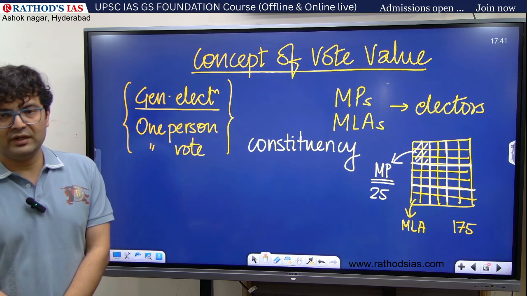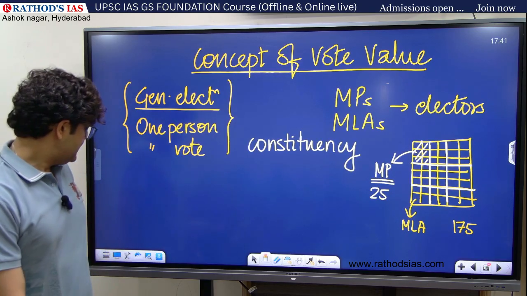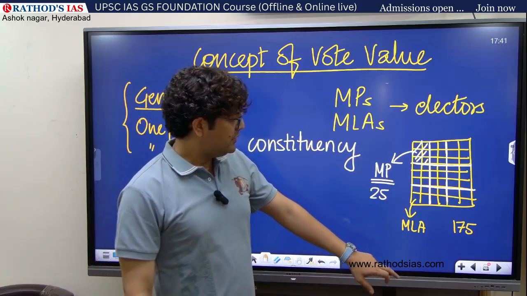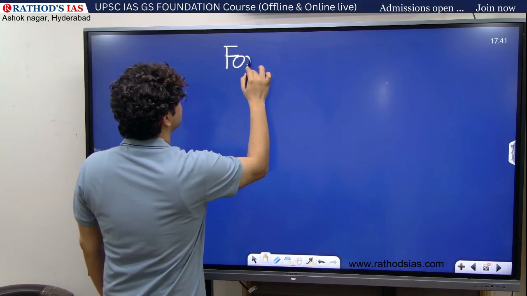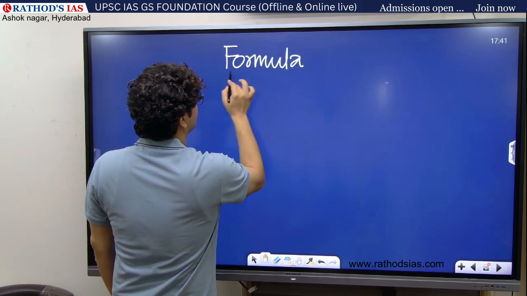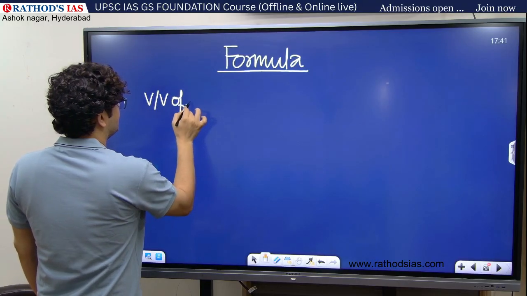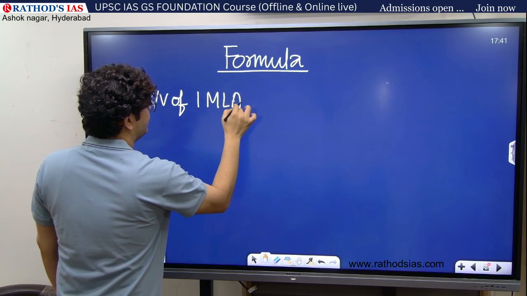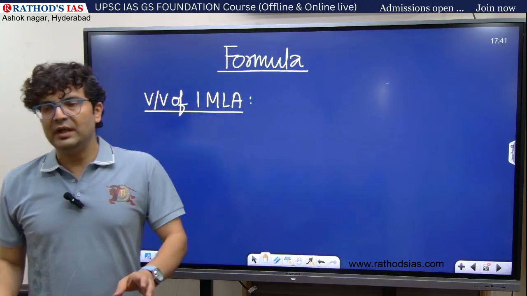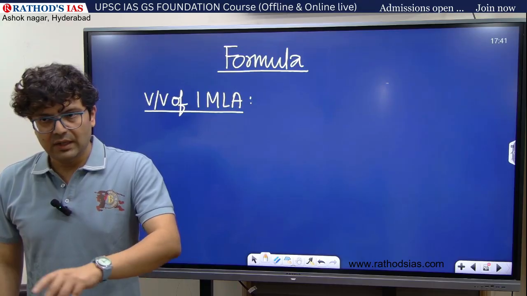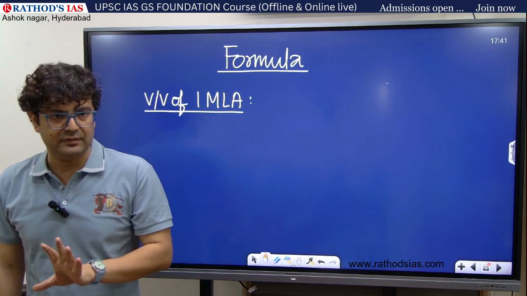So how do we calculate it? What is the formula? Next heading. Formula for vote value. So firstly, let's calculate the vote value of one MLA of any state. So the formula is very simple. You take the population of the entire state and you divide the population by the number of elected MLAs in the state. Clear?